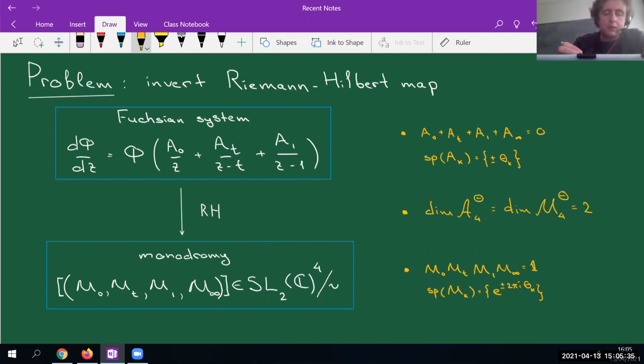So we studied this Fuchsian system having 4 regular singular points at 0, t, 1, and infinity. So to this system, we can assign a quadruple of monodromy matrices, or rather a conjugacy class of quadruple of monodromy matrices. So going from here to here, well, of course, this is a rather transcendental map called Riemann-Hilbert map.